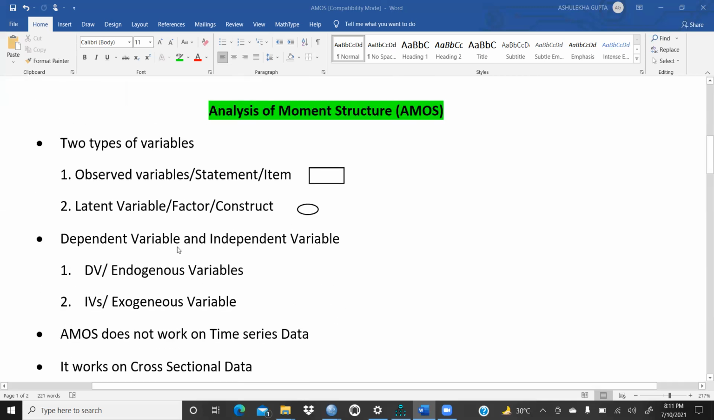Then we come to the dependent variable and independent variable. We have a little bit of idea about dependent and independent variables through regression. DV is always the dependent variable. That would be the endogenous variable. And independent variables are exogenous variables. Why? Because the dependent variable always depends upon the independent variable. Let's say FDI depends upon a number of factors of a country: GDP, interest rate, inflation rate, import and export. So these are independent variables, but the dependent variable FDI depends upon all of these independent variables. So these are exogenous and this is the endogenous.